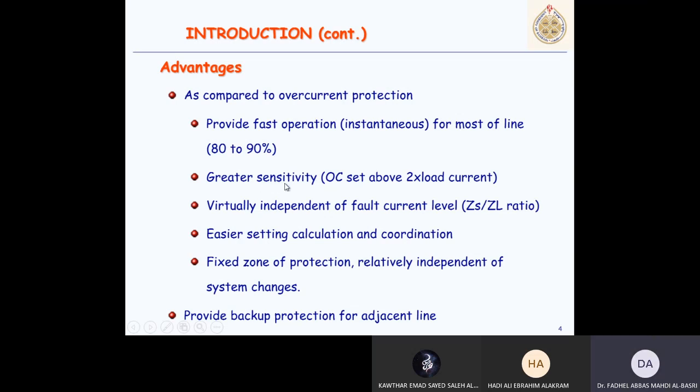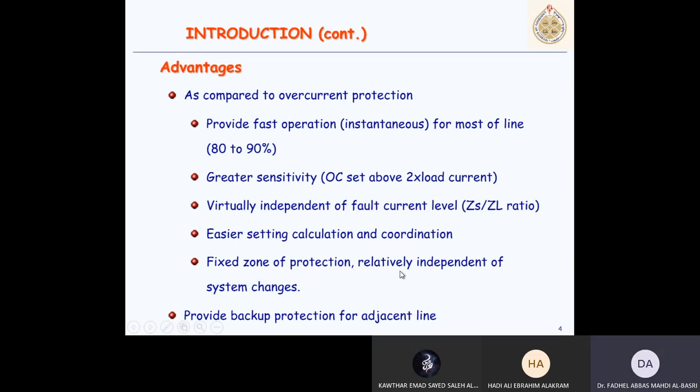The impedance value is, you will see later in the principles, virtually independent of fault current level, while operation of overcurrent depends on the current level. Easier settings and calculations. So there is no need for the issues of coordination, especially when you have ring systems, where overcurrent becomes very complex. So it's much easier to set distance relays as compared to overcurrent relays.